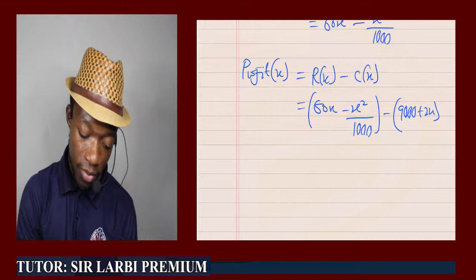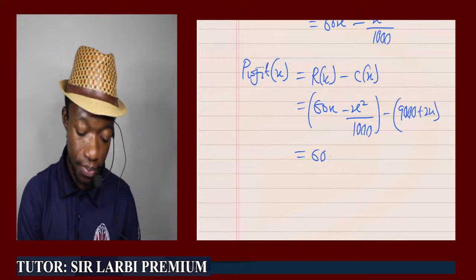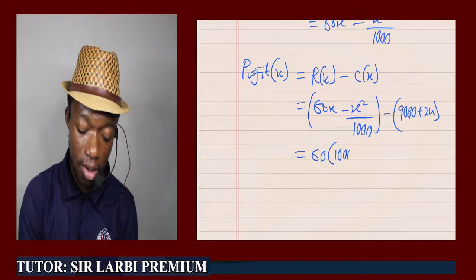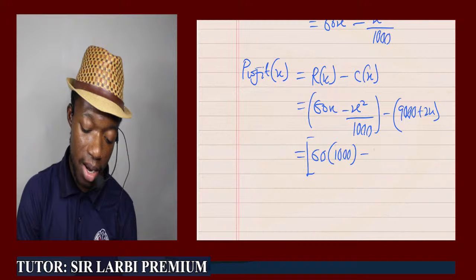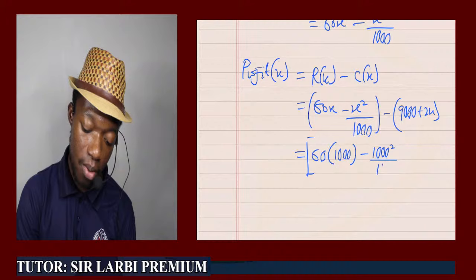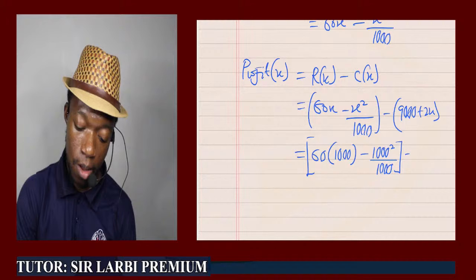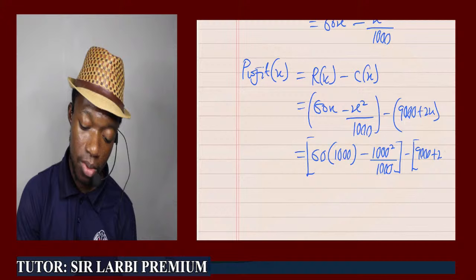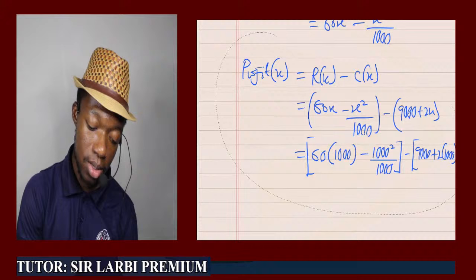That is all. So let's go. Here we have 60. I know x is 1000, so I have 2000 here. Bring in x, then minus what I have here, 2000, squared, divided by 1000. Then I have here 9000, so another bracket, 9000 plus 2000 here. Let me bring in the x, pull it here small so that you can see the figures.